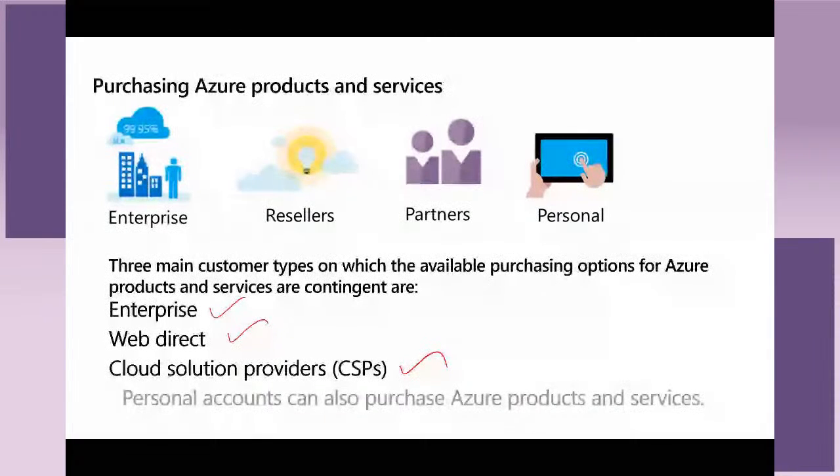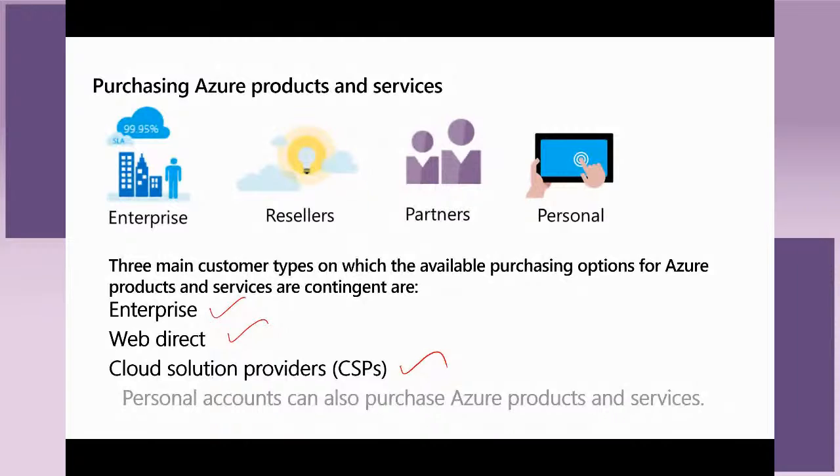Okay, now then comes the web direct. With web direct, we have customers that pay the public prices. These are like normal people who just sign up, so they pay the public price. There is no negotiated amount or customized pricing at all. They pay the public prices for Azure resources, and their monthly payment and billing actually happens through the Azure website itself. And then comes the cloud solutions providers.